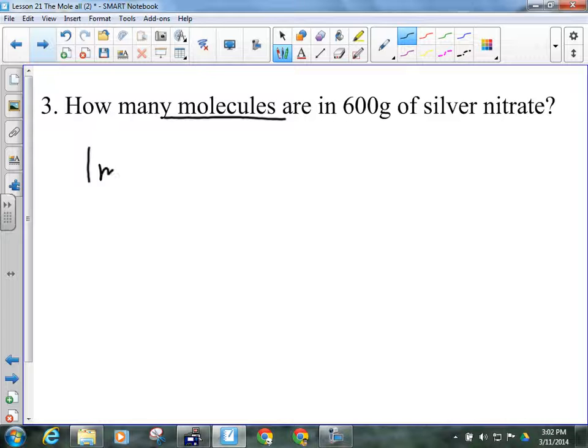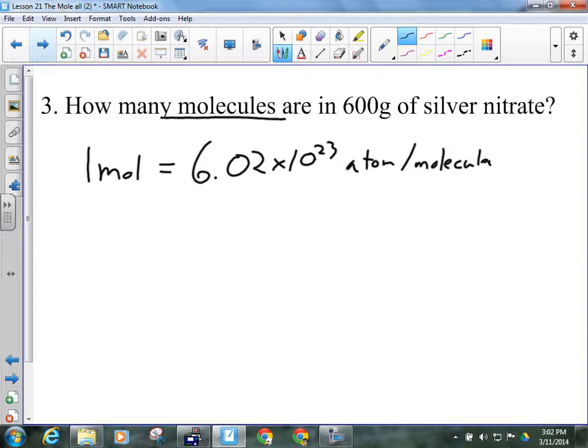1 mole equals 6.02 times 10 to the 23 atoms, molecules, particles essentially. Everybody with me there? So if I find the number of moles of silver nitrate, would I be able to figure out how many molecules of silver nitrate I have? Yes, in this way.